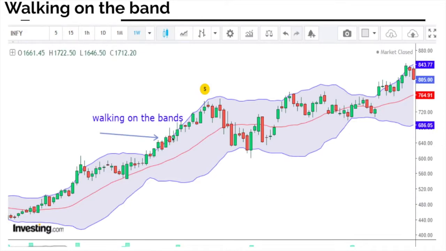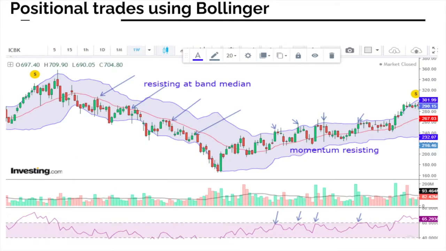Walking the bands is like trend following again, right? It never deviates and comes to the downside. It keeps moving up continuously in a straight line. We can see that is happening, right? Until it retraces back. So the moment you have a skew breakout along with the walking bands, it becomes a highly effective trade. Now here you can see positional trades can also be taken.